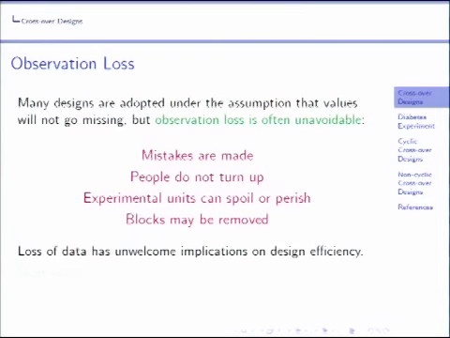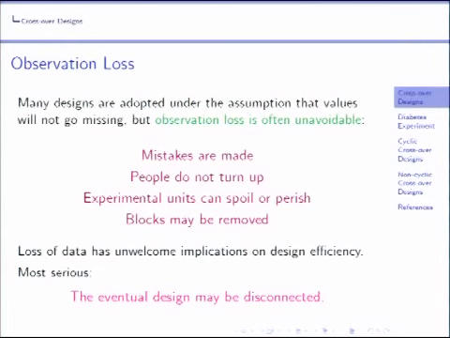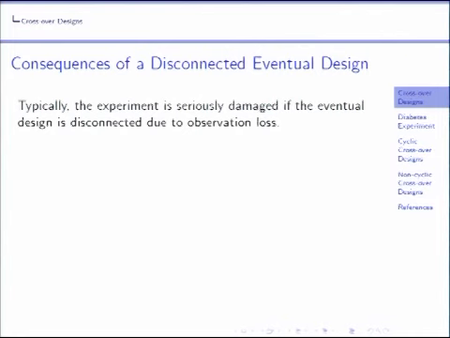So if we lose data in any way really, then that has unwelcome implications on the efficiency of the design. But in my opinion, the most serious implication can be that the design you end up with, and here I'm using the term eventual design, it can be disconnected. So I'm going to use the two terms plan design for the design that you want to use, the design that you choose, and eventual design for the design that you end up with after you've lost some observations.